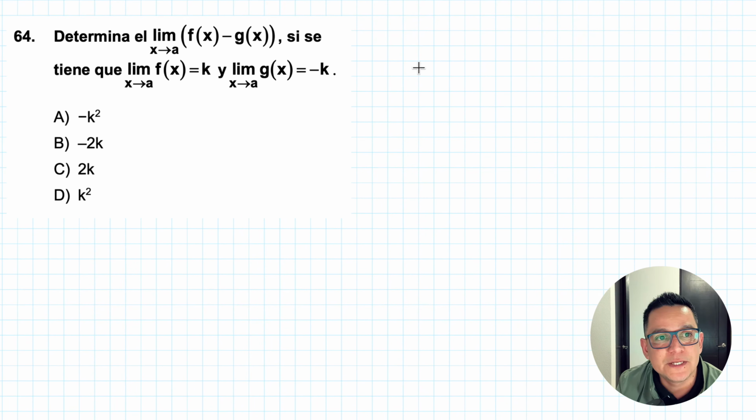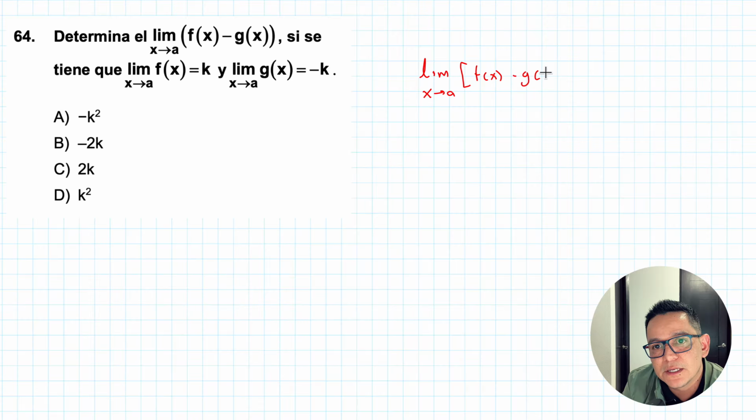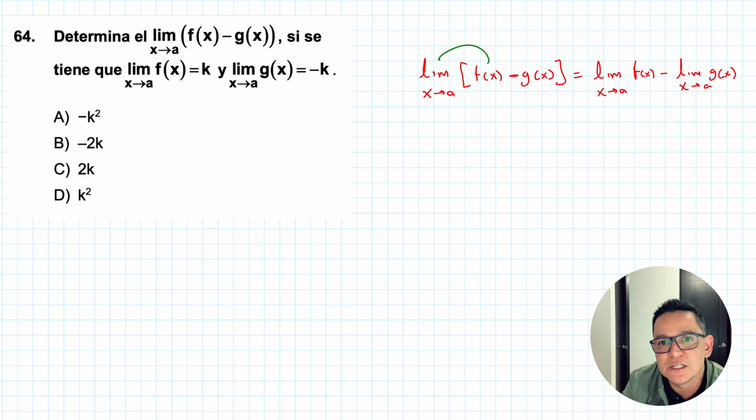So don't worry. Look, number 64 says here, find the limit as x approaches a of f(x) minus g(x), given the limits of f(x) and g(x) as x approaches a are k and minus k respectively. It's really a property. So is there a property that tells you the limit as x approaches a of f(x) minus g(x)? Look, this is a minus, okay? It's equal to the limit as x approaches a of f(x) minus the limit as x approaches a of g(x). So it's something like that, as if we were separating them, right?